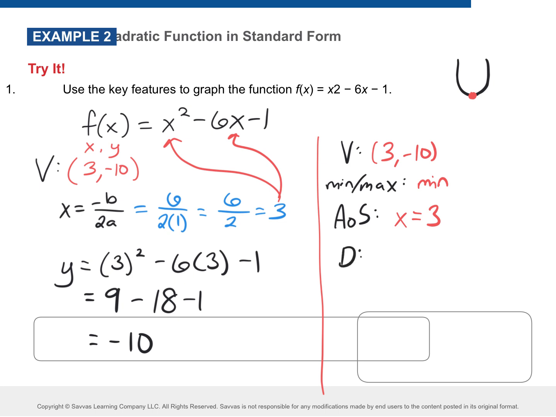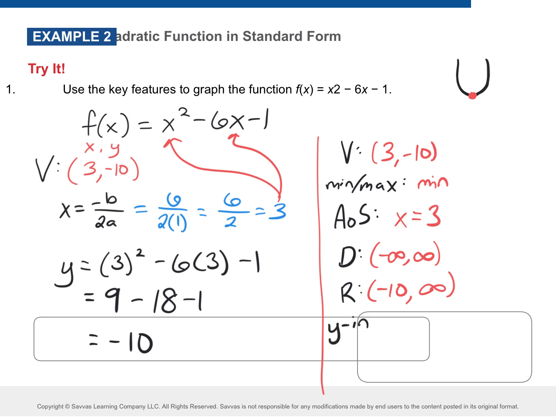Domain. What do you know about domain? Good. Is domain ever going to change? Nope. Range. Good. Negative 10 to infinity. Awesome. There was one more thing that we added on.